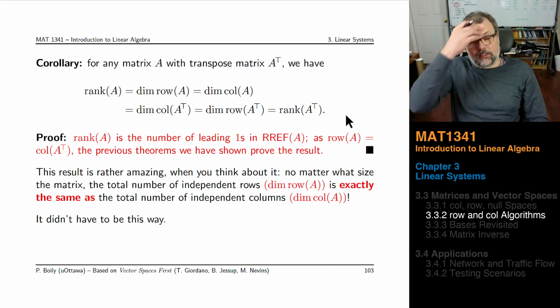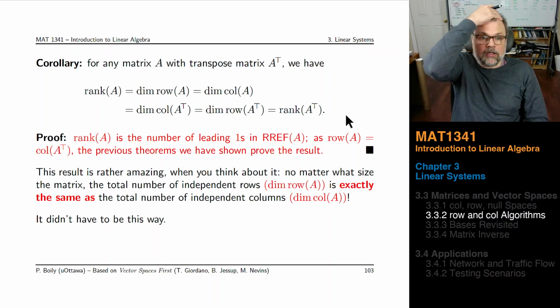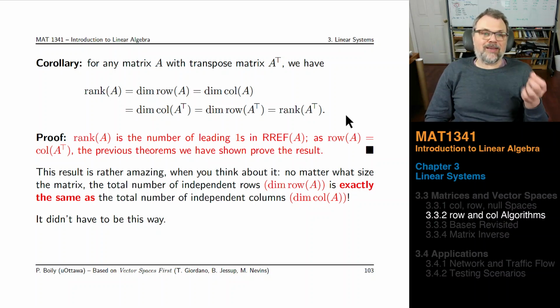This is a pretty amazing result, actually. It doesn't matter the size of the matrix, the total number of independent rows is going to be the same as the total number of independent columns. It didn't have to be this way. That's the way it works out. But that's interesting.